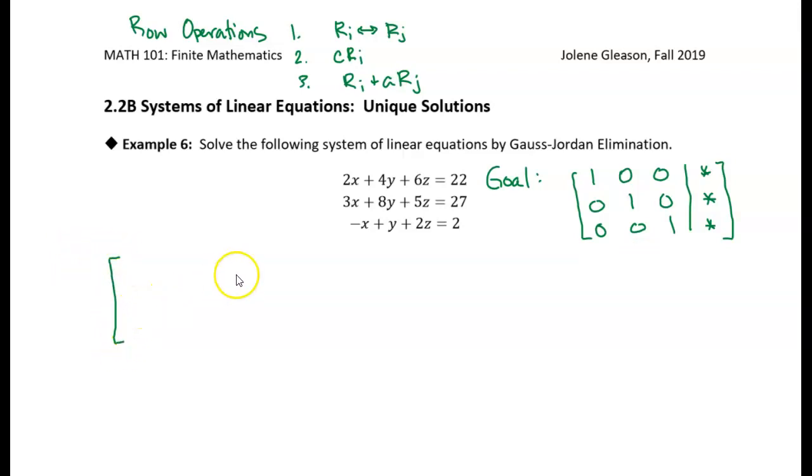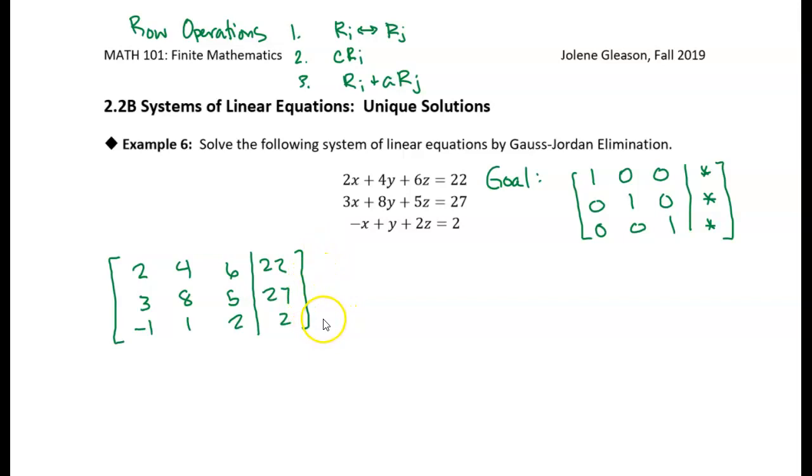writing the augmented matrix for this system of equations. So we're just going to take the coefficients from each of the variables. 2, 4, 6, and 22. We have 3, 8, 5, and 27. And the last one, it's negative x, which is negative 1 times x, plus y, which is just 1y, and 2z, so 2. And 2 is the number on the right-hand side. All right, so there's my augmented matrix for the original system of equations.